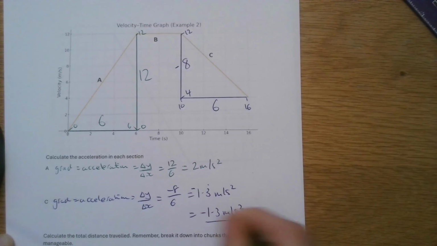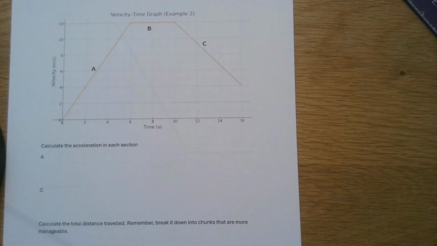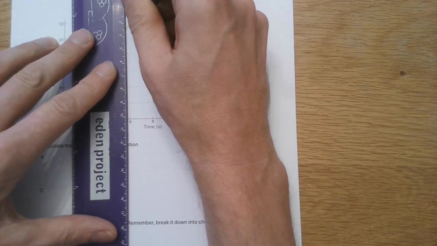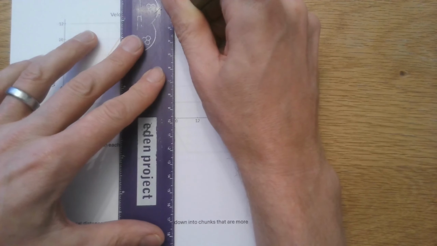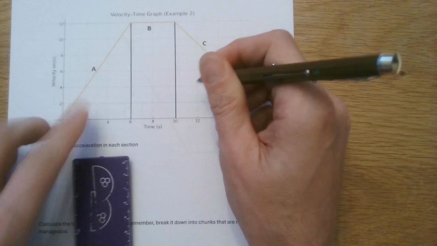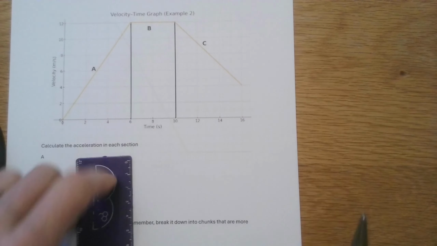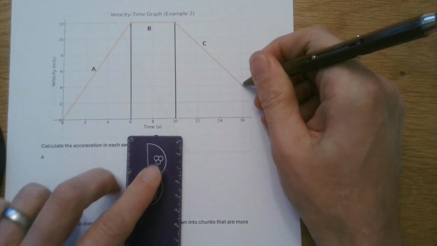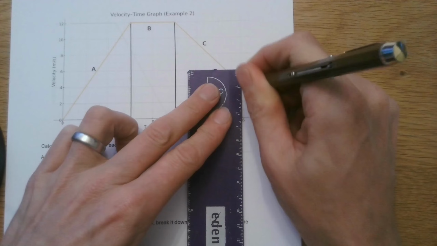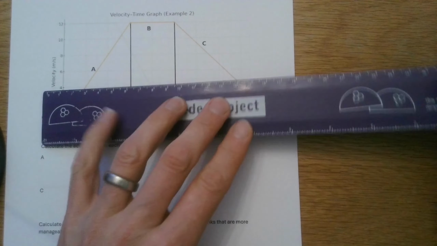Hope that went well. Let's have a look at checking the second part of this, which is our distance travelled. Now I'm using a clean version of this just because I had all my working from the gradients on and I don't want it to get too cluttered. First thing as always, break this down into our shapes. That's always a nice thing to start with. So I've got region A is a triangle, region B is a rectangle. Have a look at region C. I'm going to have to break this up into a triangle and a rectangle.